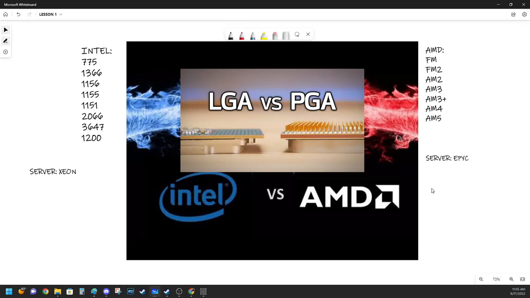Do we have to memorize these socket numbers? Somebody please say no. No. All right. Very good. All of them. Sandy Bridge was awesome, man. That was a game changer.